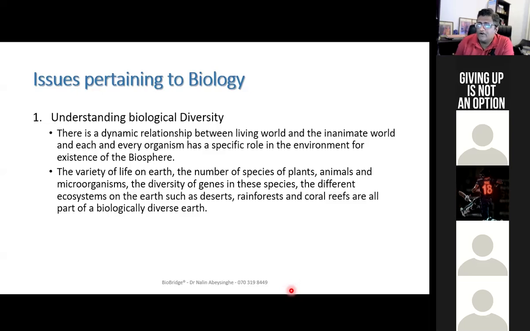That's what it's telling. The variety of life on Earth, the number of species of plants, animals, and microorganisms, the diversity of genes in these species, and the different ecosystems on the Earth, such as deserts, rainforests, and coral reefs, are all part of biologically diverse Earth. So we are talking about the biological diversity, how diverse the biosphere is, how diverse the living world is. We have to understand the depth of this diversity.